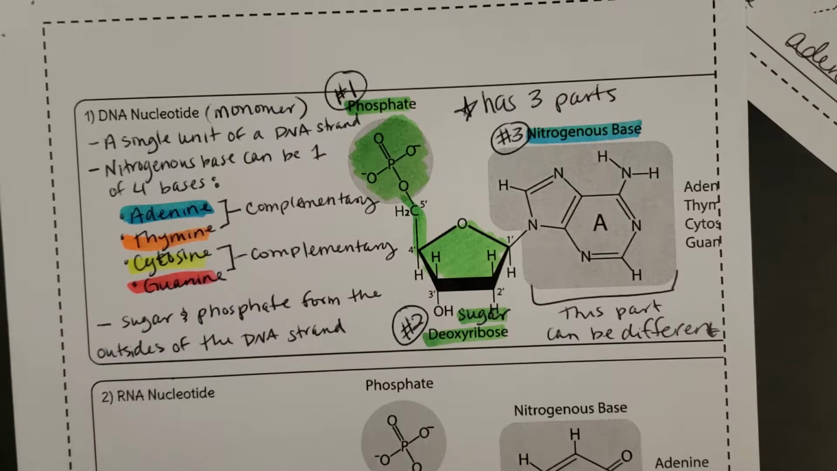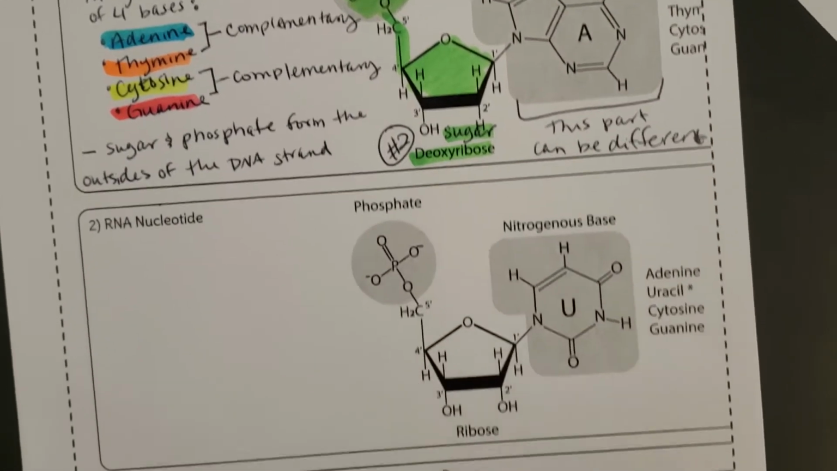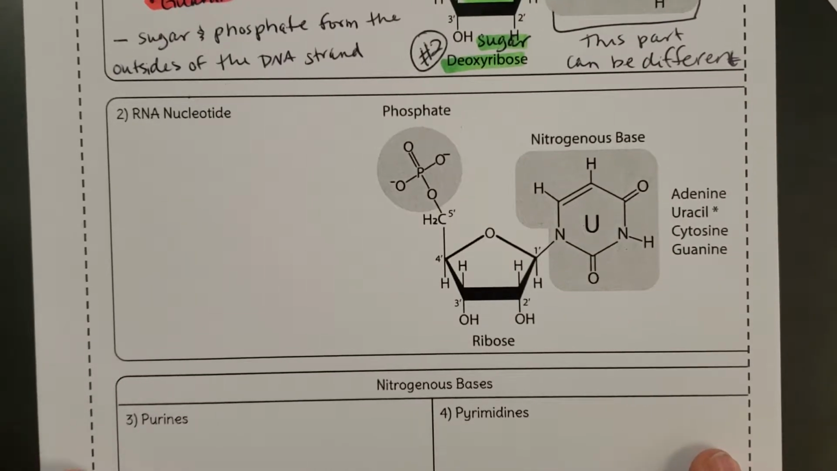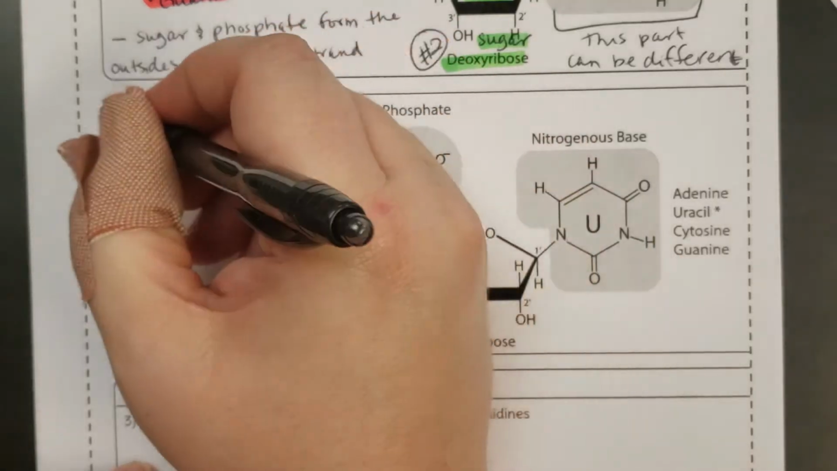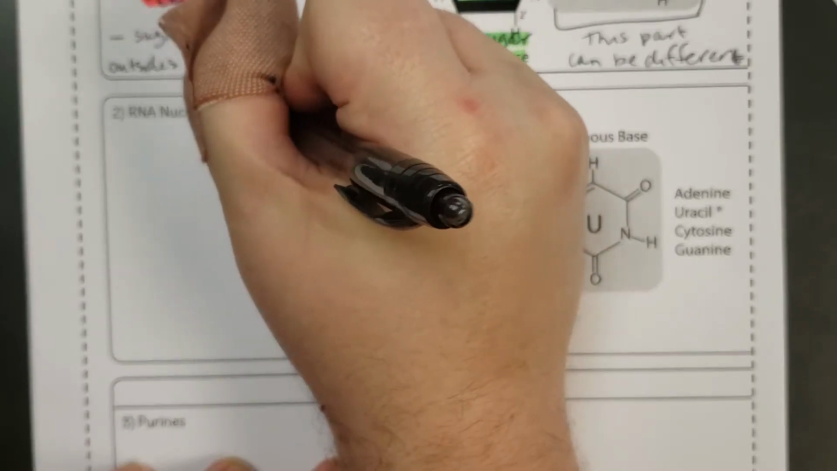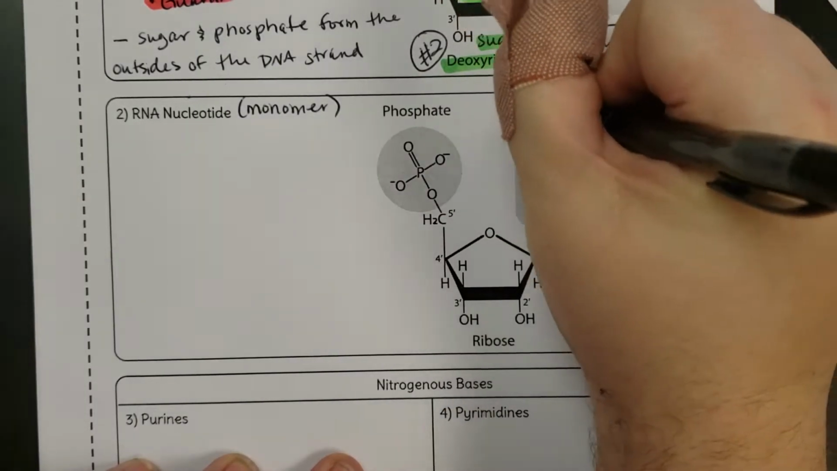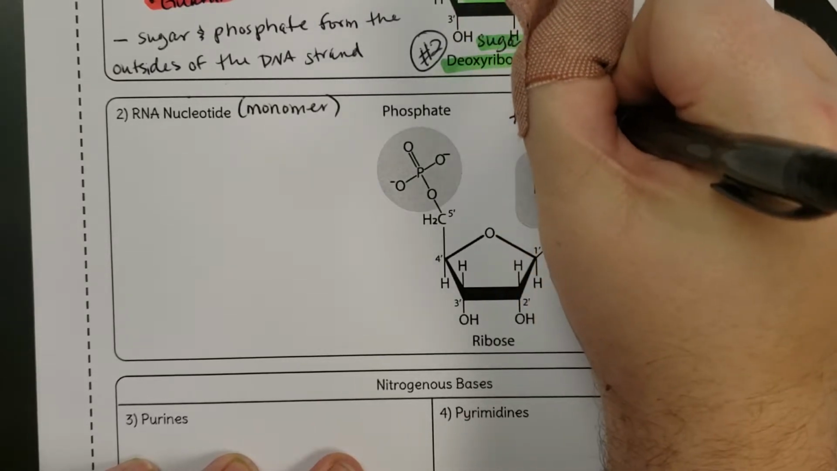Okay, now when we were talking about biomolecules, we also mentioned an example of a nucleic acid is an RNA. So we're going to talk just very briefly about RNA, because RNA is very similar and also different in an important way from DNA. Okay, so RNA nucleotide, this is still a monomer, and this also still has three parts.